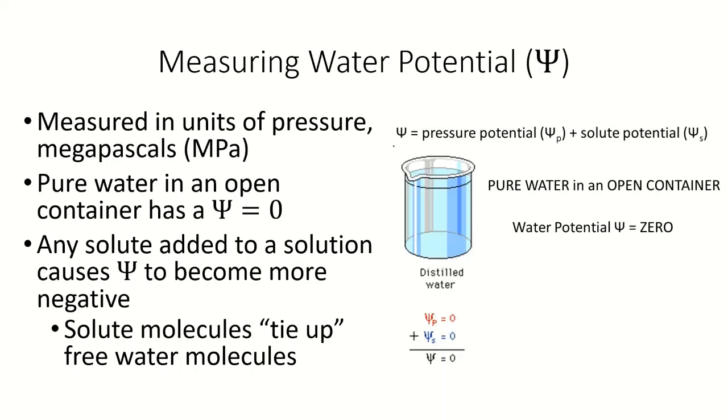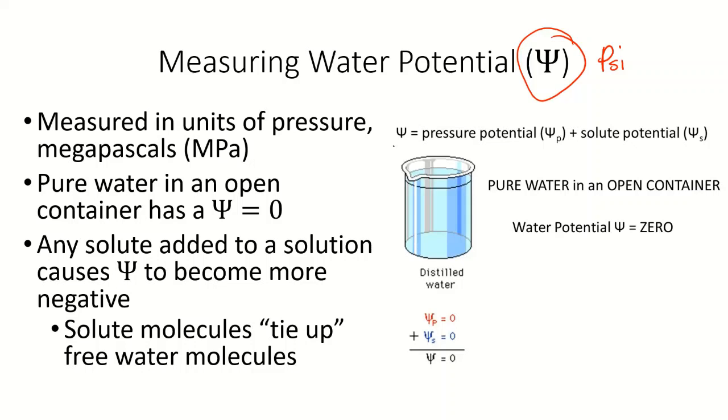So how do we measure water potential? The units aren't quite as important because you're not going to have to really put units on the AP test unless it's a free response question, and you don't tend to see those with water potential very much. But you can measure it in megapascals, basically a unit of pressure. This symbol right here is called psi. It's a Greek letter, and we use it to represent water potential. Whenever you see that letter that looks kind of like a trident, you're looking at water potential.